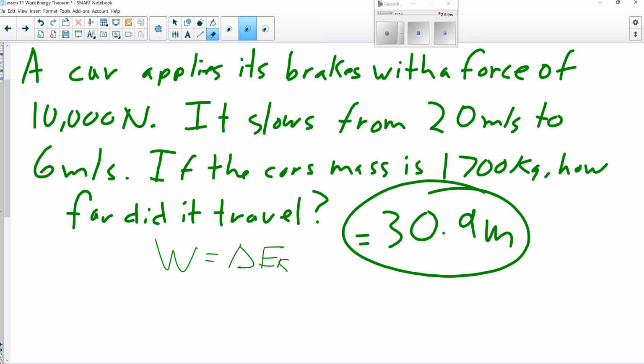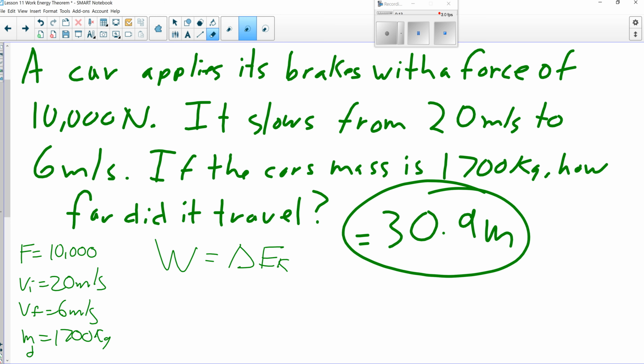All right, now I can write down my givens. I have a force, a braking force of 10,000 newtons, and I've got an initial speed of 20 meters per second, a final speed of 6 meters per second, and a mass of 1,700 kilograms. And I'm trying to find how far the car will travel while it's slowing down.